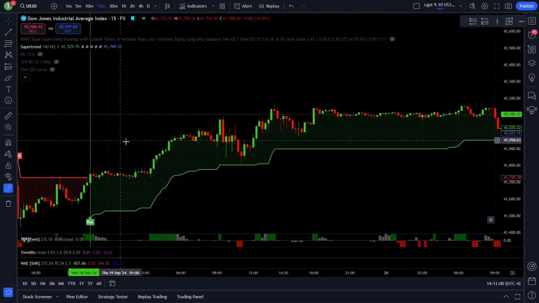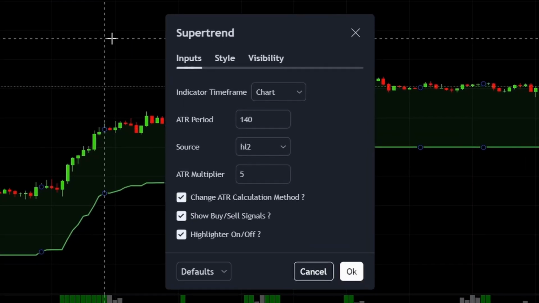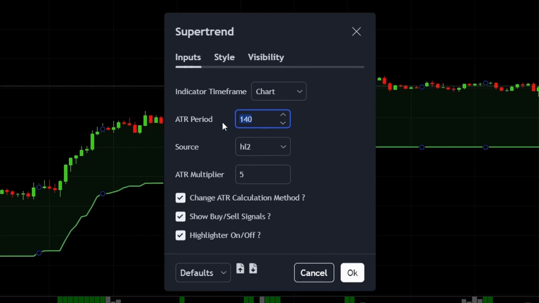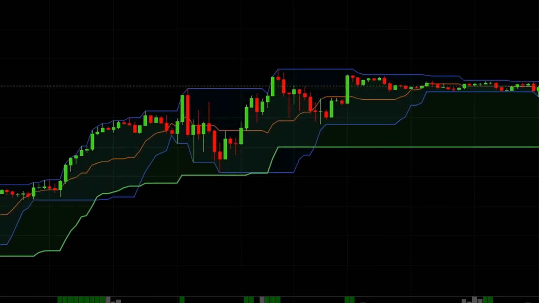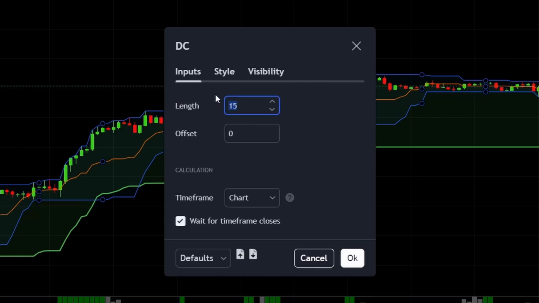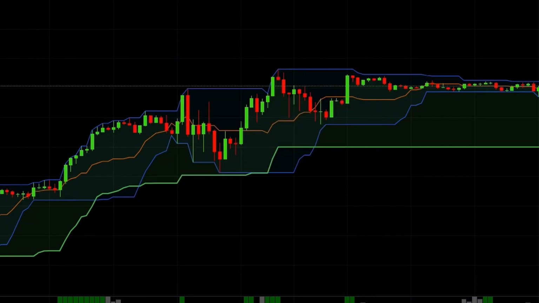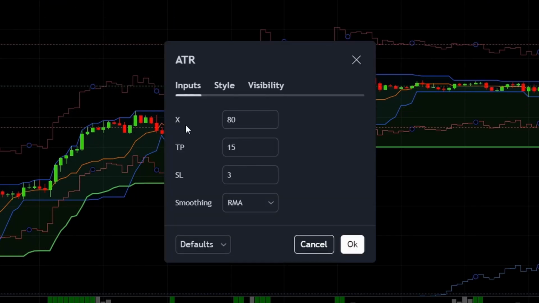Okay, we have all of our indicators needed on the chart, but for my optimization, we need to change some settings. First, open up the super trend, set its length to 140, and its ATR multiplier to 5. Then open up the Donchian channel, set its length to 15. Then our stop loss, the NNFX ATR. Set its X value, which is its period or length, to 80, its TP or take profit value to 15, and its SL or stop loss value to 3.